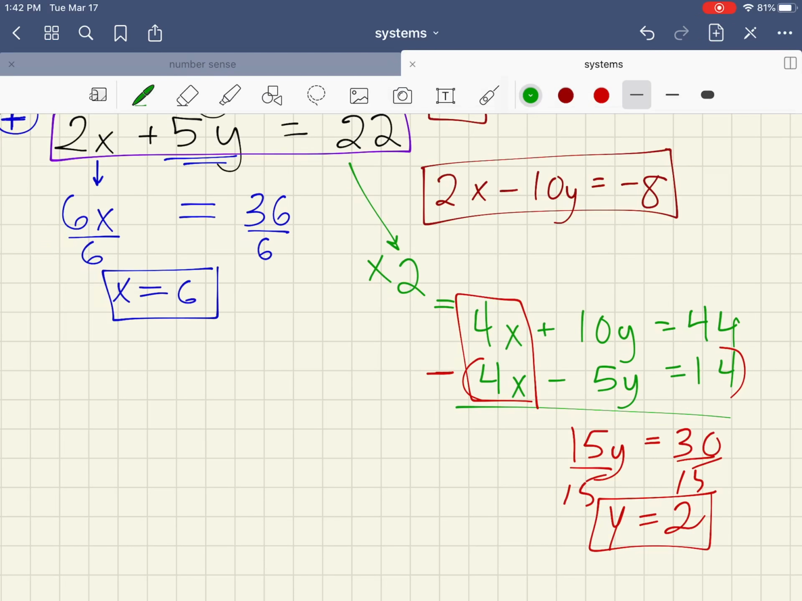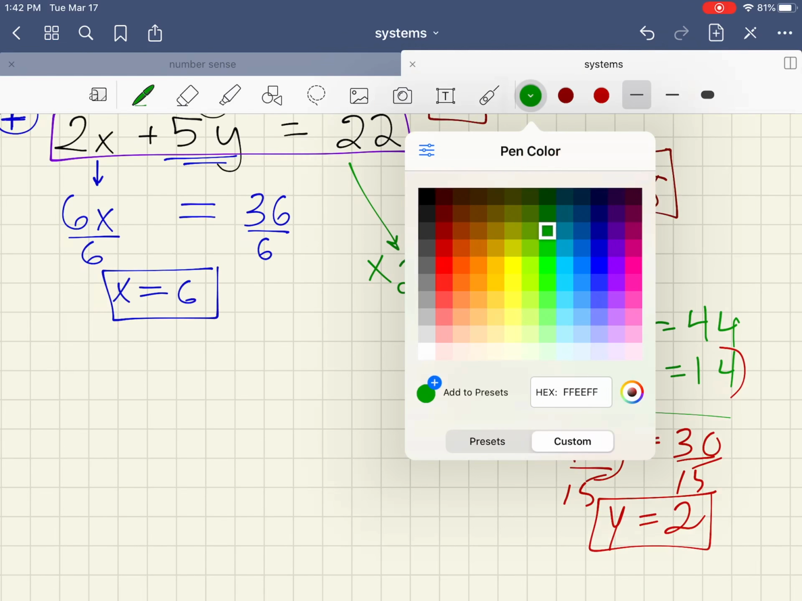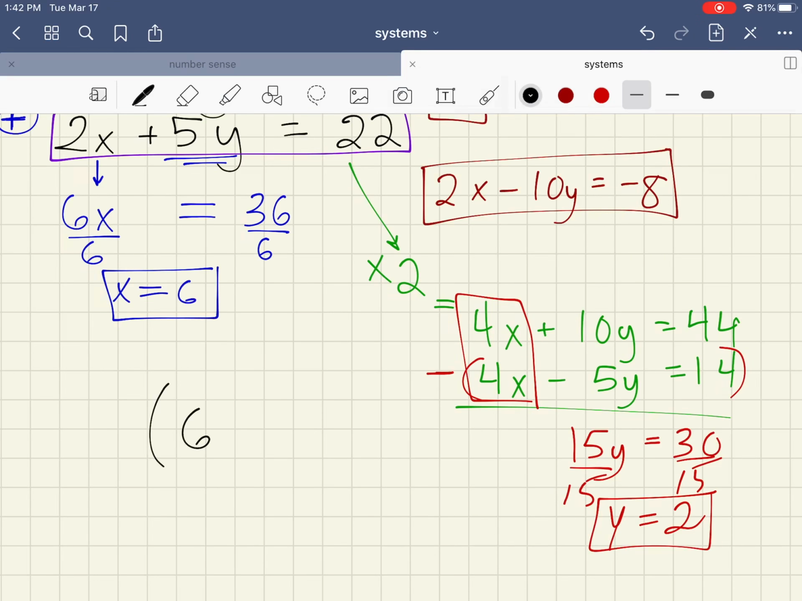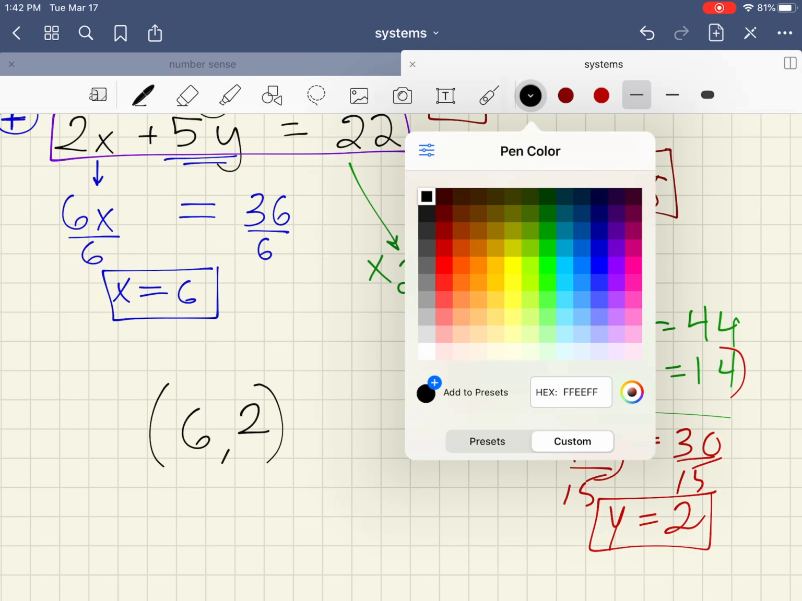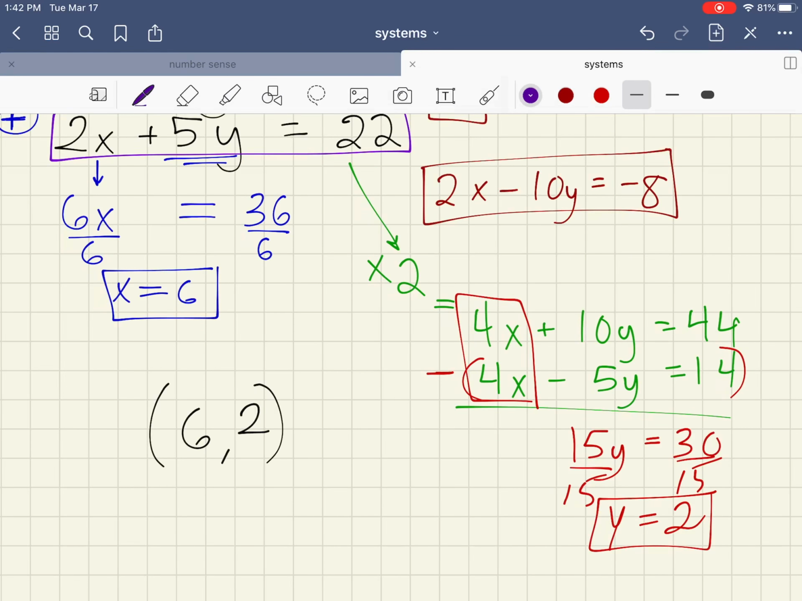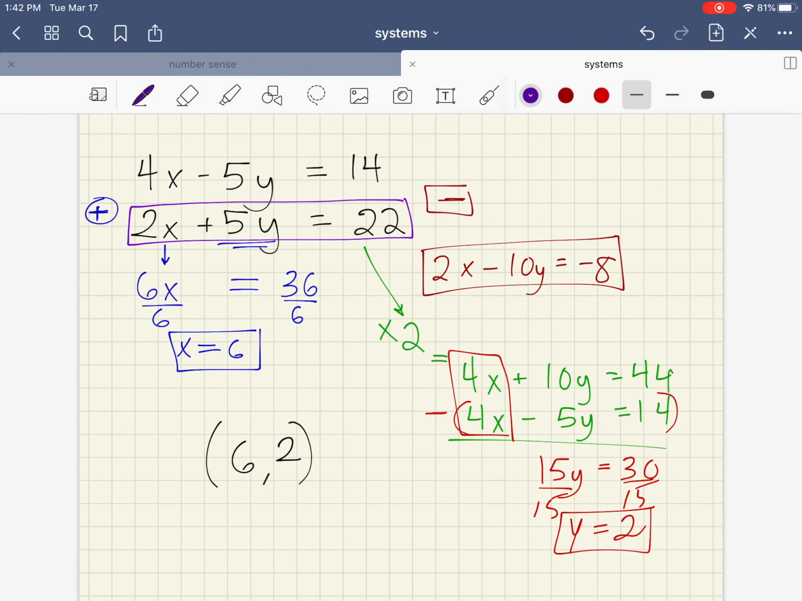My x value was 6. My coordinates of the point of intersection are 6, 2. And first of all, I would plug those in and make sure that they worked. So 6 times 4 is 24, minus 5 times 2, which is 10, would give me 14. And I'd also double check it in the second one, and of course it works.